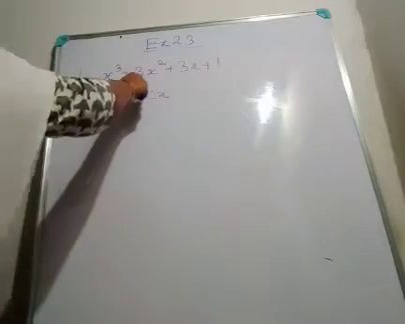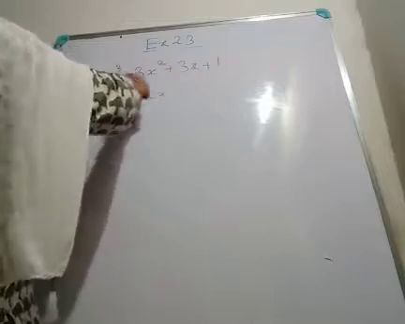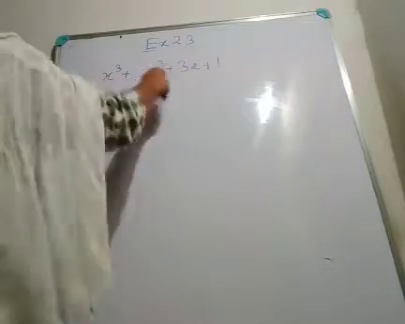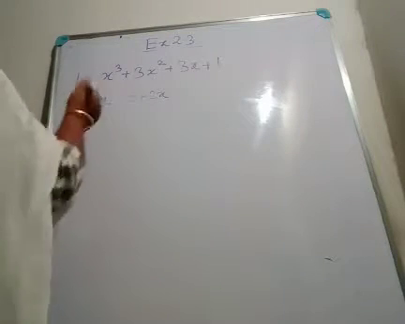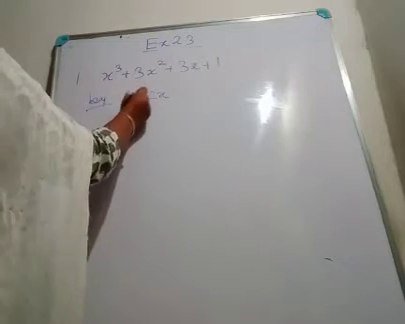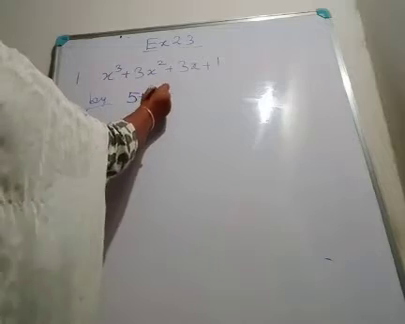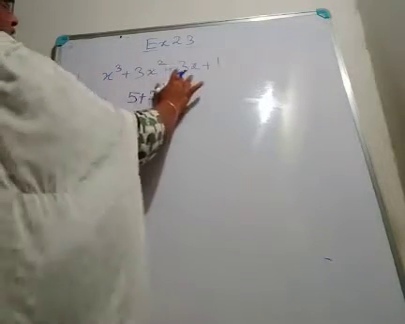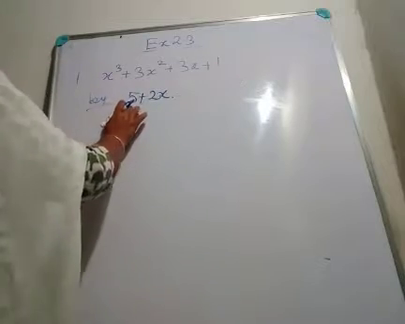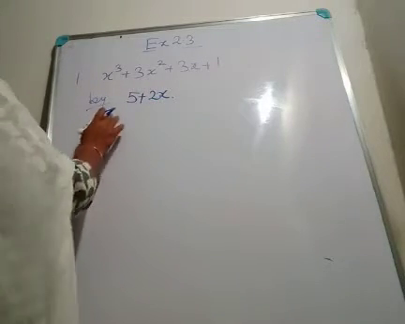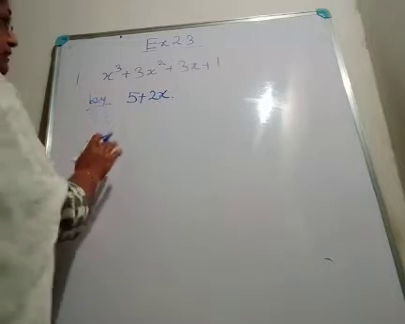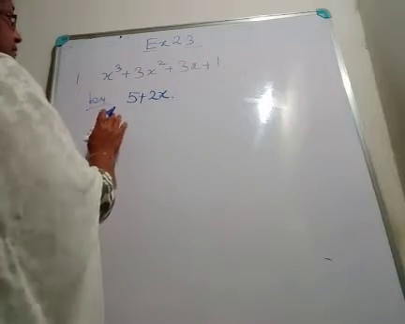x cube plus 3x square plus 3x plus 1. This polynomial is given to you. You have to divide this polynomial by 5 plus 2x. Here I am solving the fifth part of question number 1. So you have to divide x cube plus 3x square plus 3x plus 1 by 5 plus 2x. Today I am applying the factor theorem. Now I am applying the factor theorem. How to find the remainder.